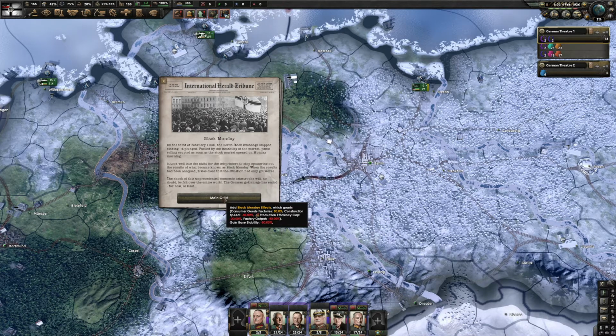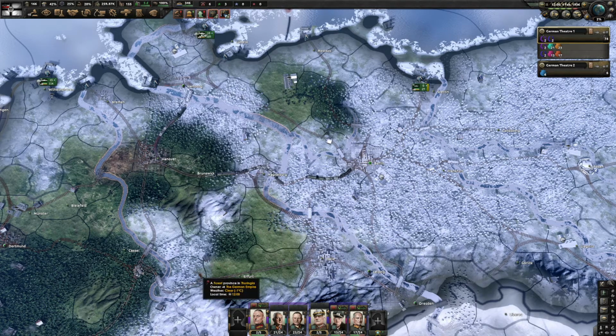Mein Gott! This is a catastrophe! We get Black Monday effects, which gives us a consumer goods factory requirement of 50%, construction speed minus 40%, production efficiency cap minus 20%, factory output minus 40%, and stability minus 50%. So basically, we are in hot shit.